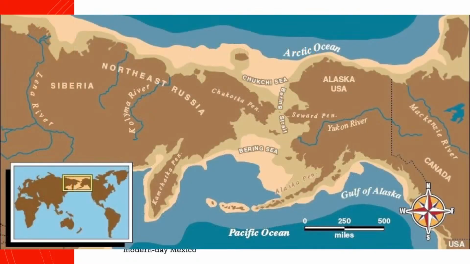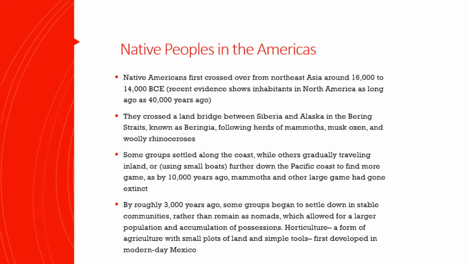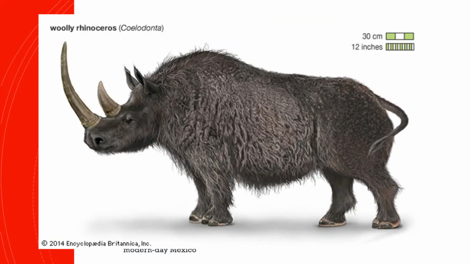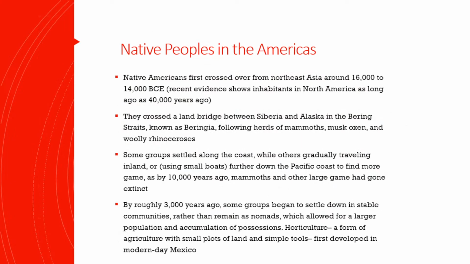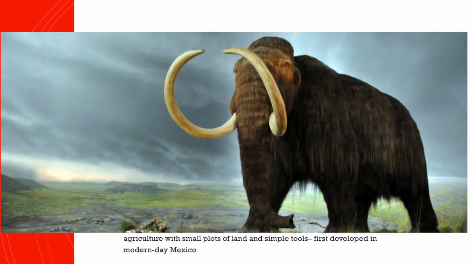So here is Beringia, the Bering Straits as we see them today, and then with some additional coloring in there to show you where the landmass would have been when the seas were lower and the ice was there. And if you've never seen a woolly rhinoceros, there's a woolly rhinoceros. They're very large and very fuzzy. And woolly mammoth.